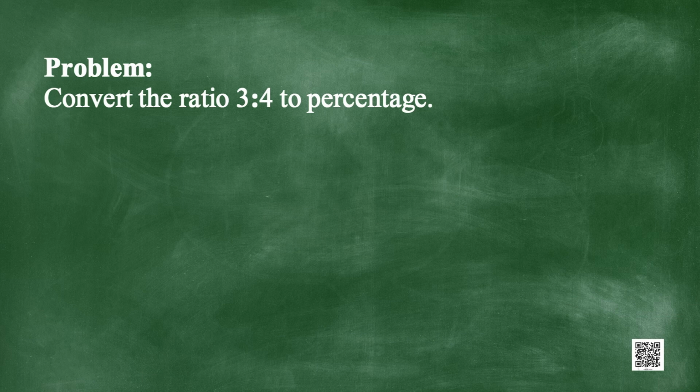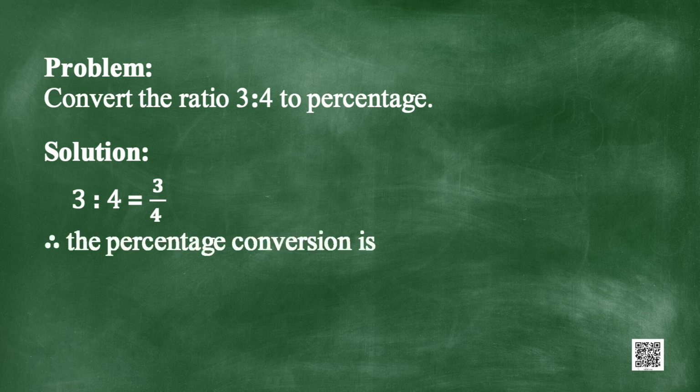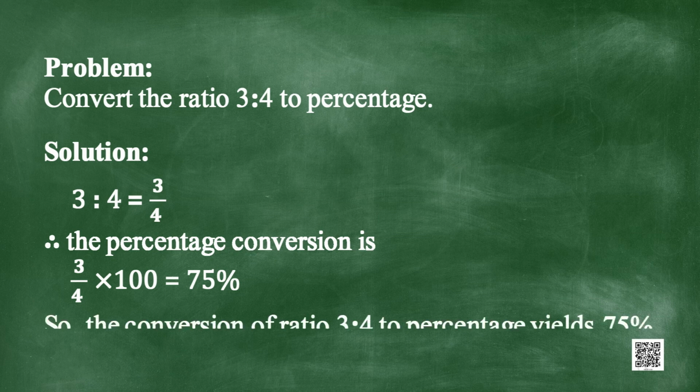So let's try to solve this using the unitary method. The percentage conversion will be given by 3 by 4 multiplied with 100. So this is equal to, we know that 4 goes into 100 by 25 times. So 3 times 25 will be equal to 75%. So therefore, the conversion of ratio 3:4 to percentage yields 75%.